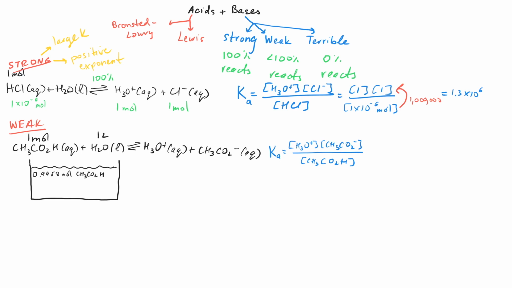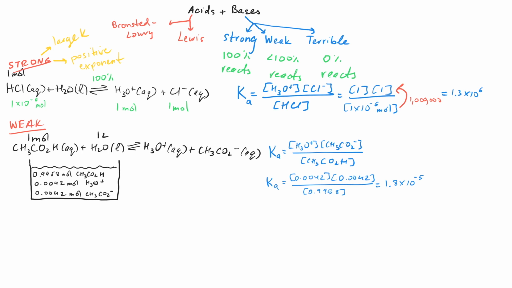0.9958 moles of acetic acid, which is almost the amount that we started with, and 0.0042 moles of both acetate and hydronium ions. Let's calculate the equilibrium constant and see how it differs from that of a strong acid. The equilibrium constant is the concentration of the products divided by the concentration of the reactants, which ends up being 1.8 × 10^-5, which is the equilibrium constant for acetic acid.